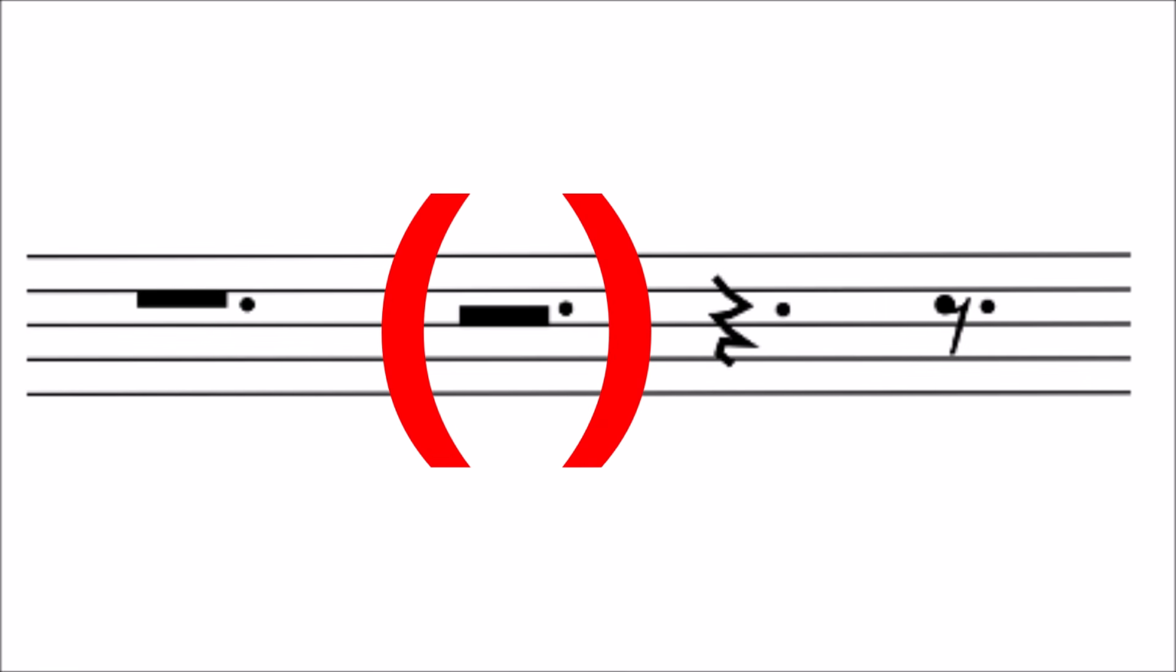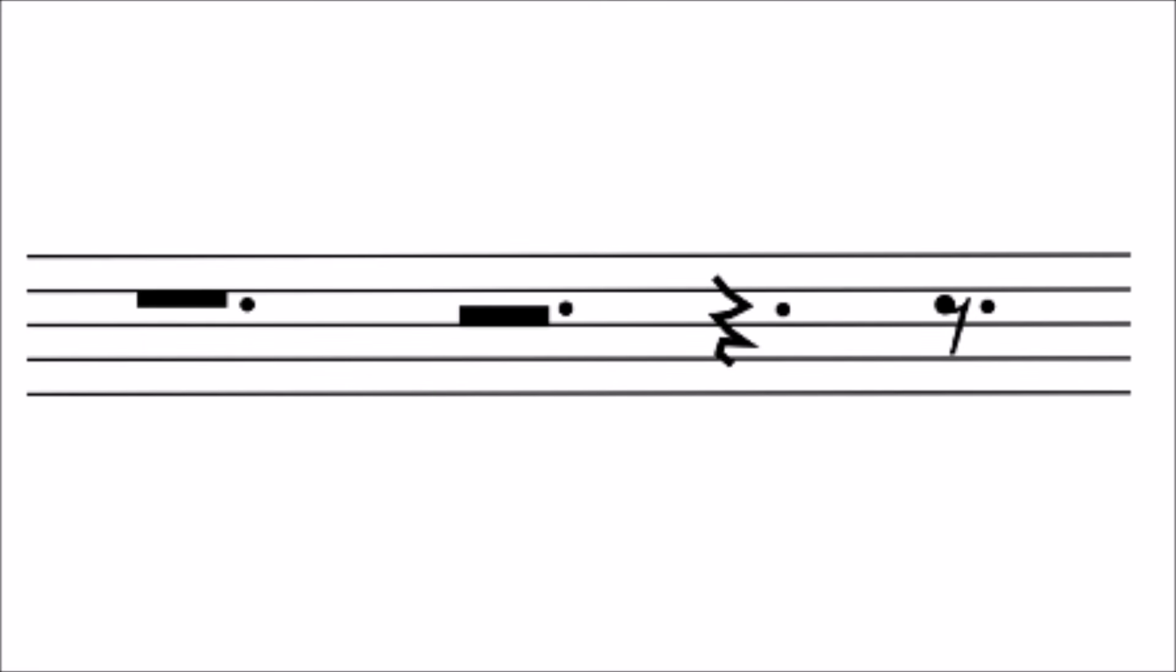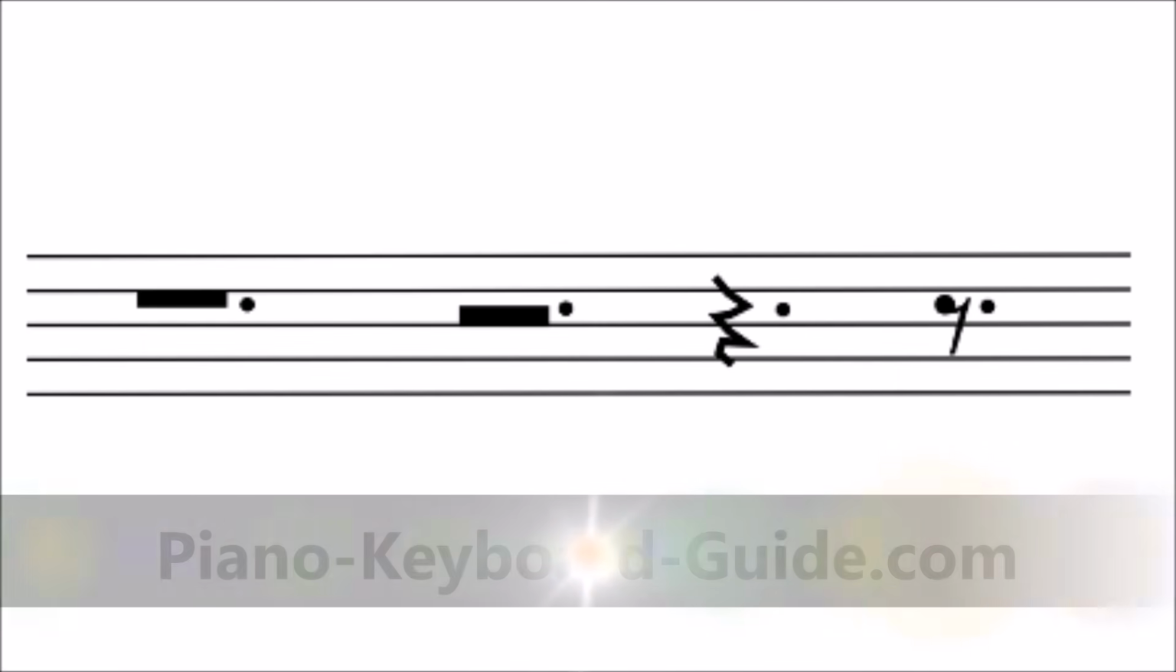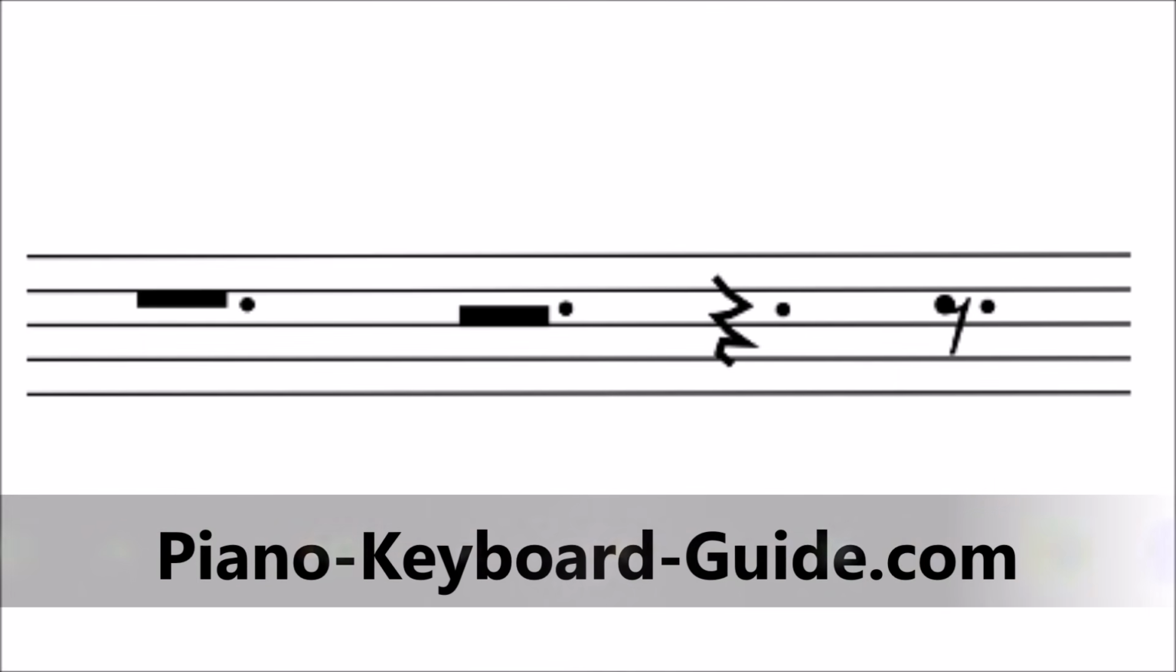A dotted half rest or dotted minim rest is a half rest with a dot to the right of it. It adds half the value of a half rest to itself. 2 plus 1 equals 3. Therefore, it has the value of 3.